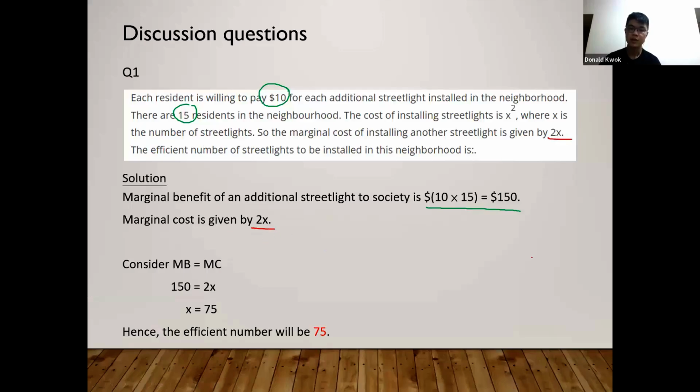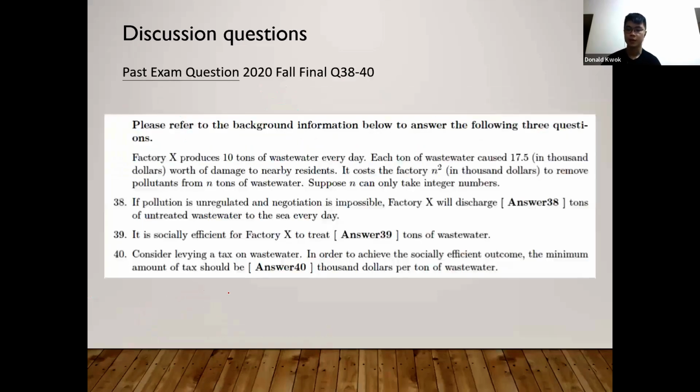Okay, so we just equate the marginal benefit of 150 with the marginal cost of 2x, and we get the value of x, or the efficient number of street lights, which is 75. So that's question 1, and we'll move on to the next problem. Please take a look first.